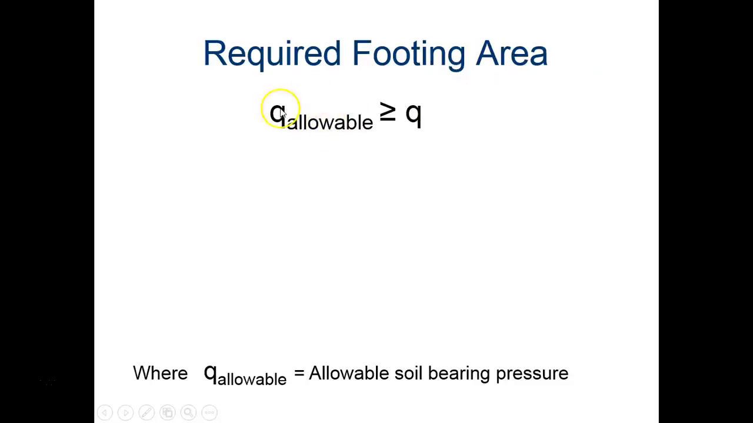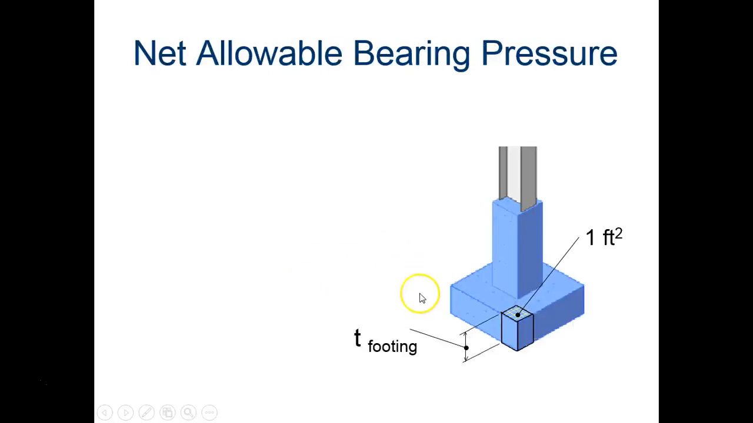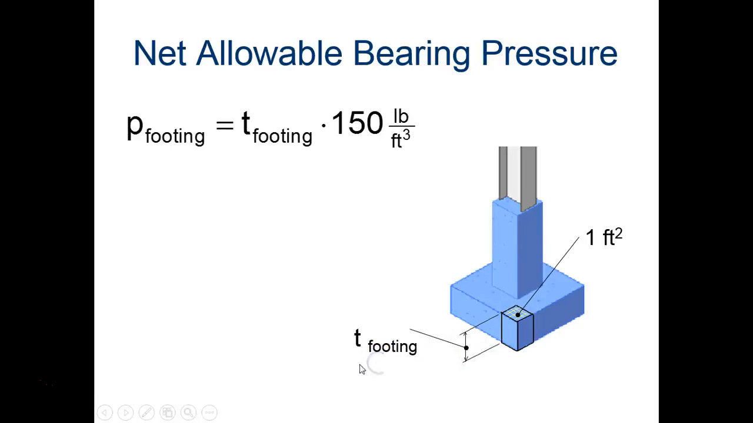We want the soil to be able to hold up more than our building is pushing down. So our building is pushing down force divided by area of the footing. And therefore, if we do a little algebra, we'll see that the area of the footing needs to be more than the force divided by how much the ground can support. So what we do is we calculate the net pressure per square foot of our footing.